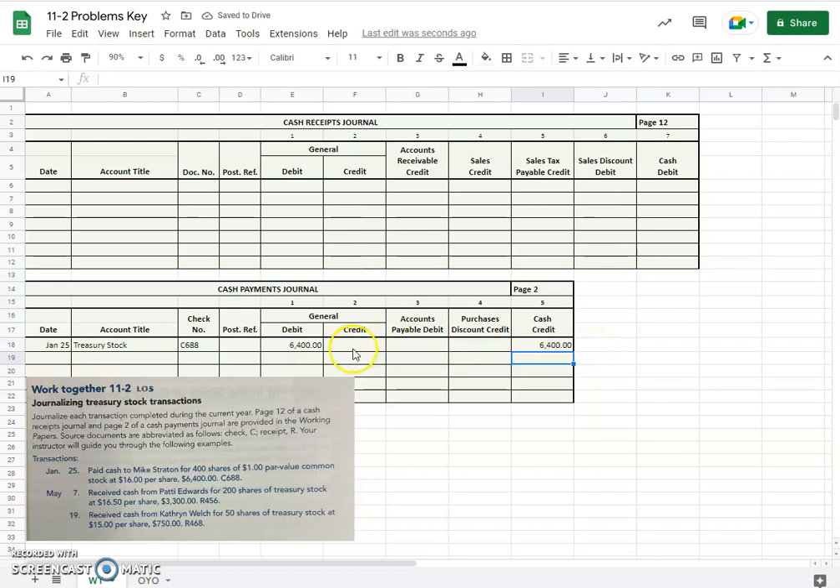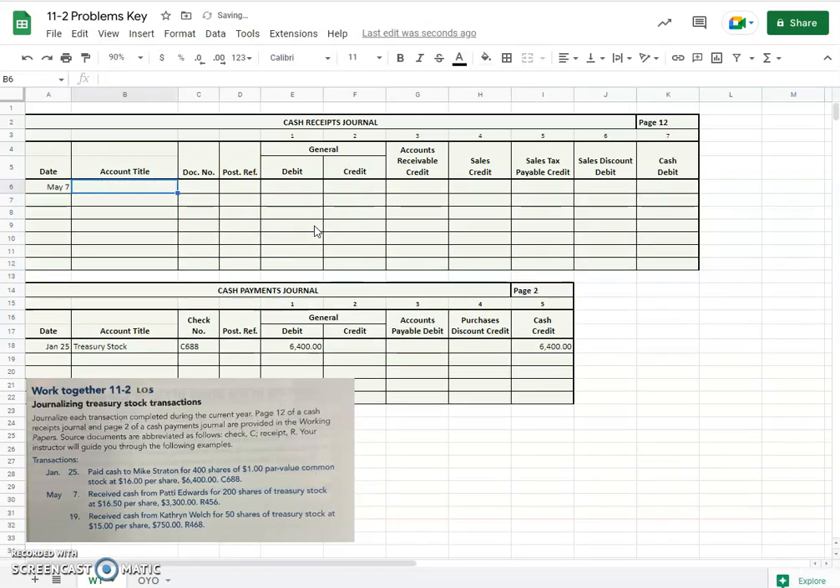All right. Cool. On May the 7th, we received cash from Patty Edwards for 200 shares of treasury stock at $16.50 per share. Okay. $3,300, receipt number 456. So we received cash will be up here in our cash receipts journal, May the 7th. And we are receiving treasury stock. Receiving money for treasury stock.